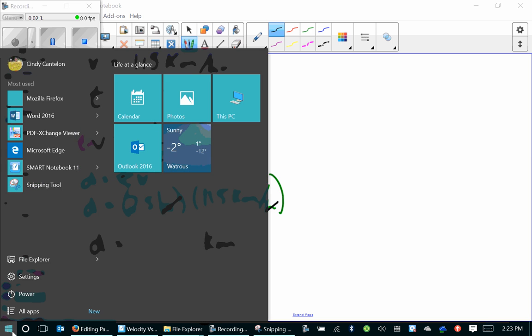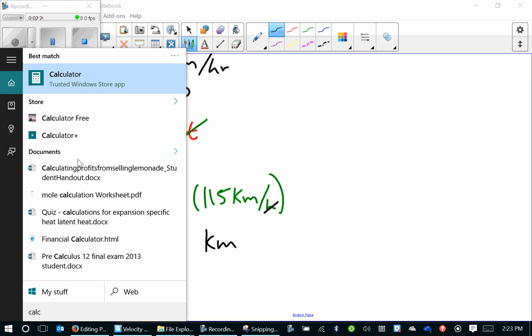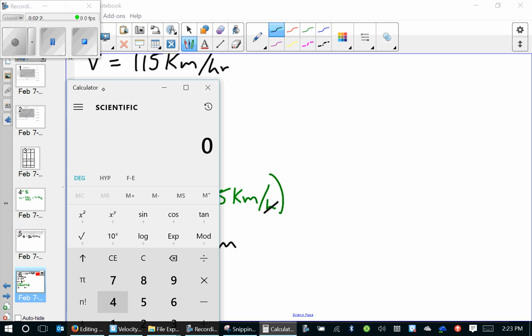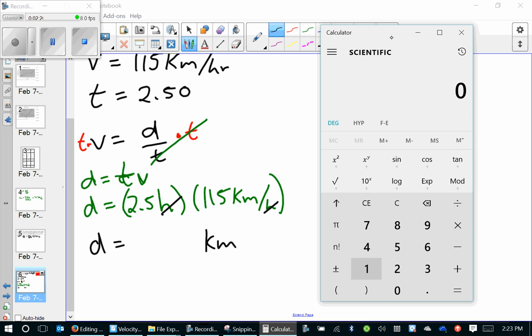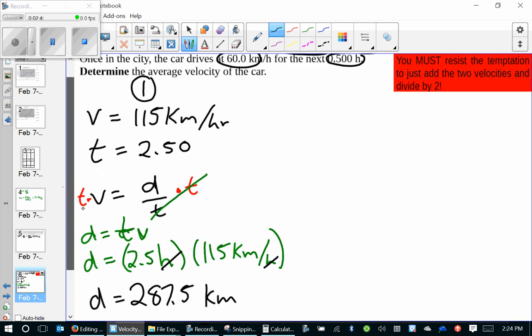115 times 2.5 is 287.5. I do not want to do significant figures just yet. I'm going to do all my calculations and do my significant figures at the very end. So 287.5. Okay, that's for the first part of the trip.